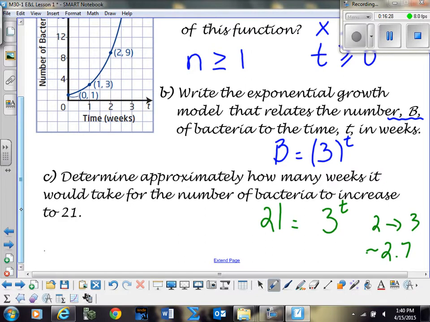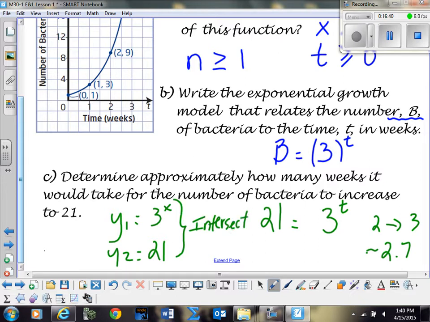So just to write down here what I did, I put y1 equals 3 to the x, y2 equals 21, and I did intersect, and I got x equals 2.77, so 2.8 weeks would be more accurate than what I have. But it did say determine approximately, so that 2.7 was pretty close, approximately.